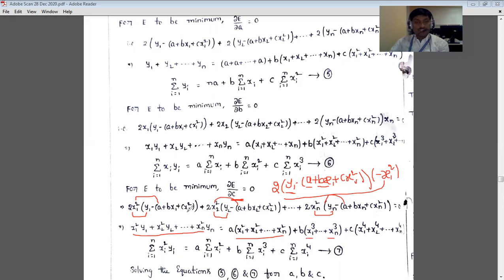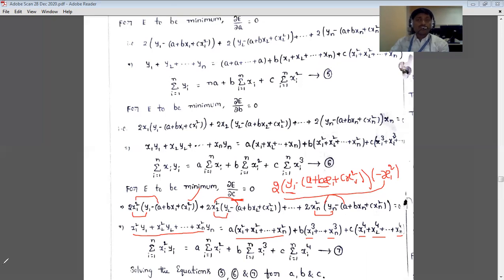And next, in the same way for c, if you are taking c, x1 power 4. So x1 square into x1 square, so x1 power 4. Next x2 power 4 and xn power 4. And simply we write it in summation notation: summation xi square yi is equal to a summation xi square plus b summation xi cube plus c summation xi power 4.